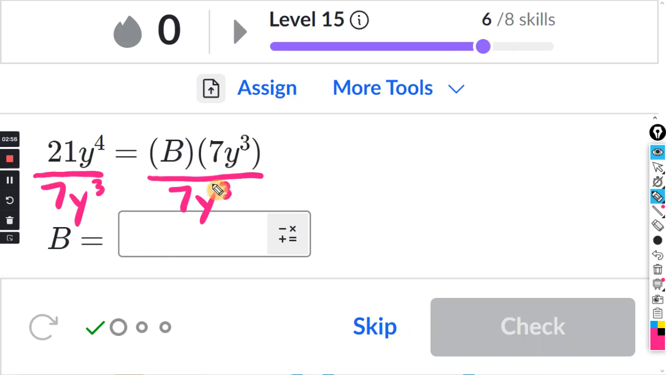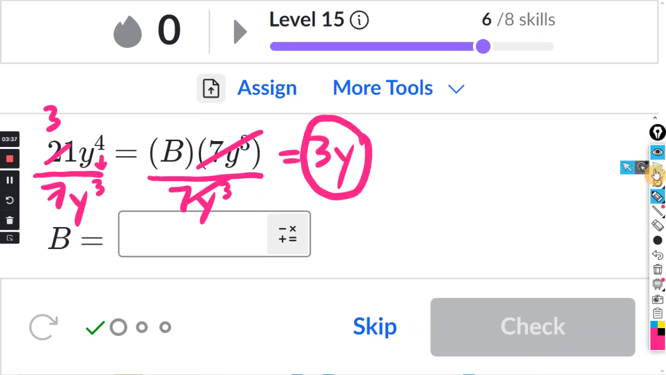On the right-hand side, 7y to the 3rd over itself cancels. On the left-hand side, we want to divide numbers and variables separately. 21 divided by 7 is 3. So we can write the 3. And y to the 4th divided by y to the 3rd, you want to subtract the exponents going down. So we keep the y, and 4 minus 3 is just 1. So the exponent on the y is just 1. But when the exponent is 1, you don't even need it. So really the answer is just 3y. That's the final answer right there.